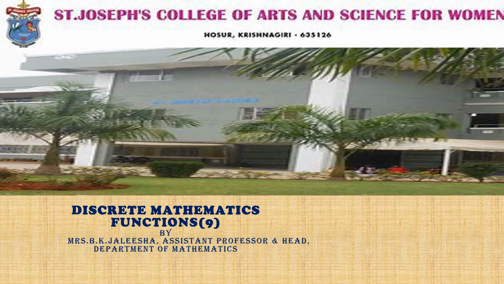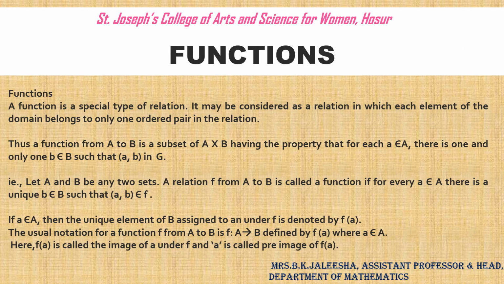Today we are going to see about the functions in discrete mathematics. Functions means it is a relation between any two sets. Relation is already explained in the previous video. So based on the relation, how are we going to define a function? A function is a special type of relation.